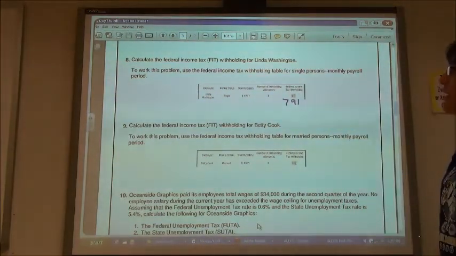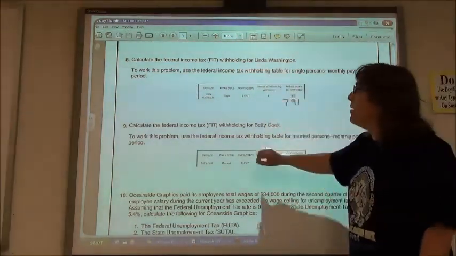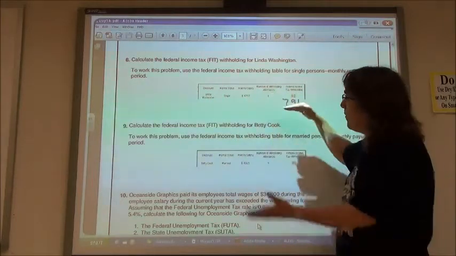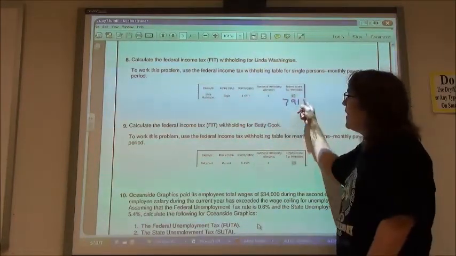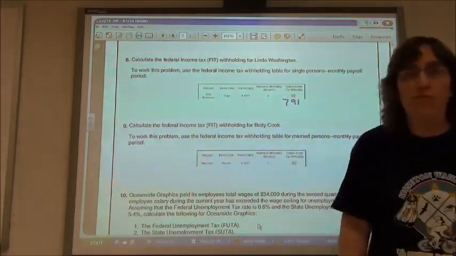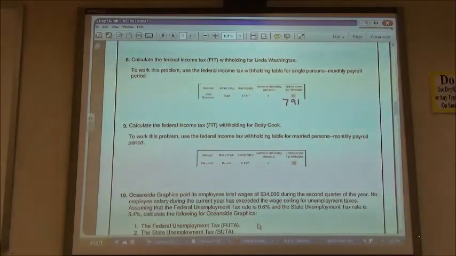And so those tables, like I said, the link will be there. You'll click on them, look for the salary and the number of allowances, and wherever they intersect, that's the amount that you're going to put in for the federal withholding allowance.